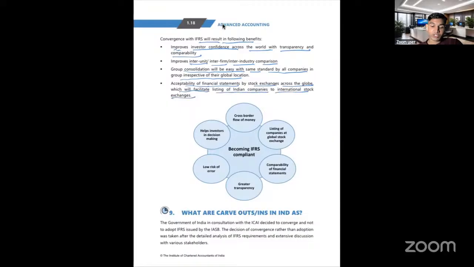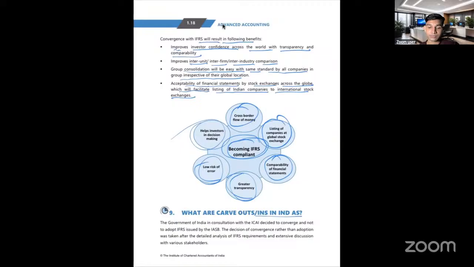So the benefits of becoming IFRS compliant are cross-border flow of money, listing of companies on global stock exchanges, comparability of financial statements, greater transparency, low risk of error, and helping investors in decision making. What are the carve-outs and carve-ins?